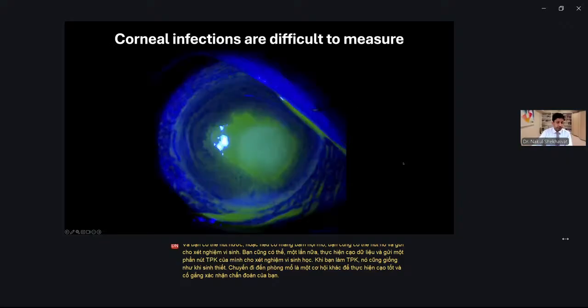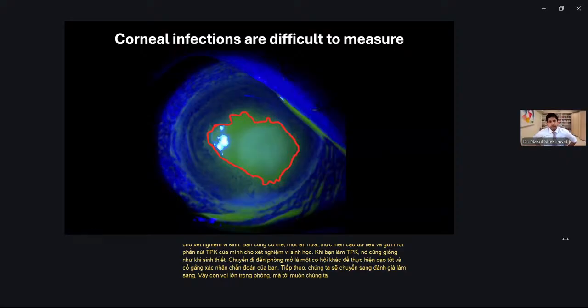Next, we'll move on to clinical assessment. So the big elephant in the room, which I wish we talked about more in our field, is that corneal infections are incredibly difficult to measure.